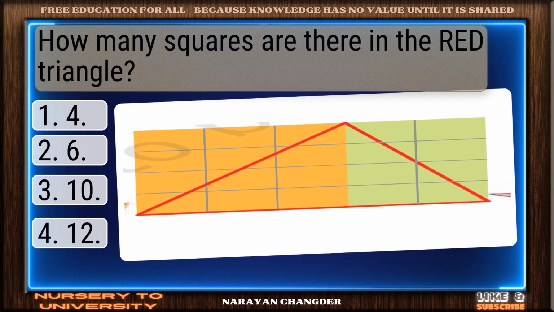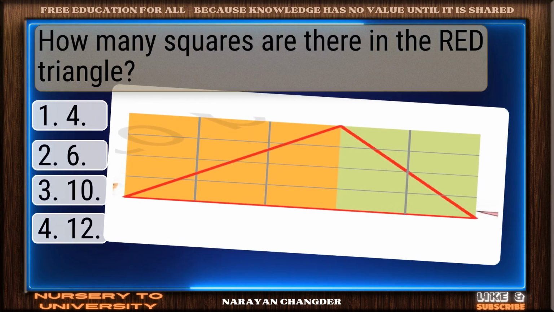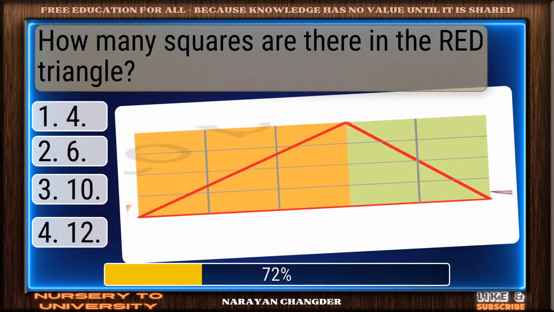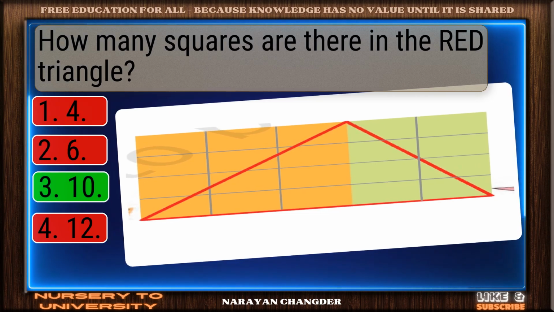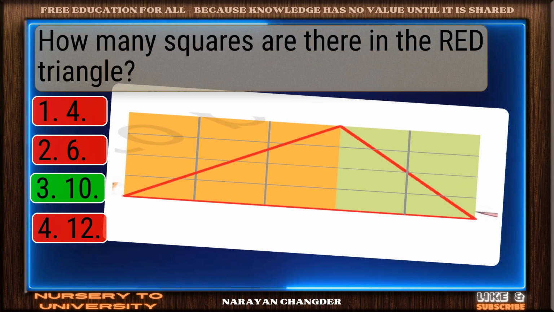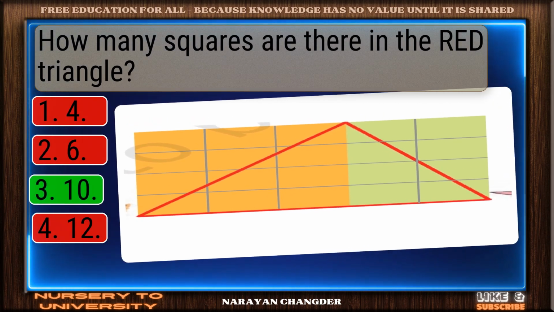How many squares are there in the red triangle? Nice selection. 10 is the correct and valid answer.